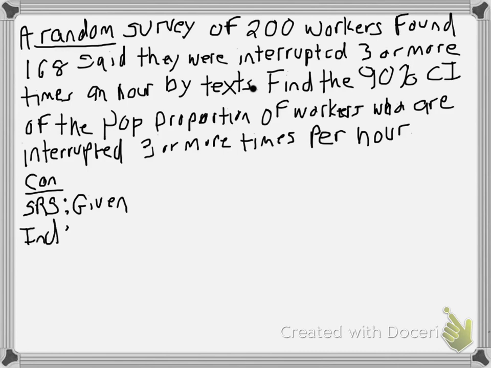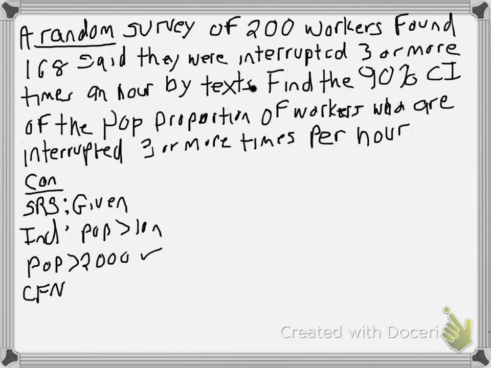What's the check for independence here? Is the population greater than 10n? Well, n is 200. Are there more than 2,000 workers in the world? Yes, so this would be independent. Now here's the different one, the check for normality.